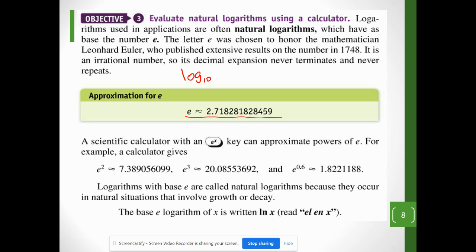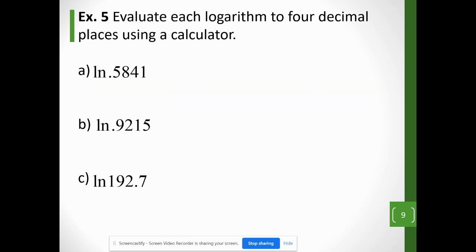Now, for this one, we don't use a log. We're going to use a natural log. Natural log is when we have the base e. And natural log, we call it ln. That's how we pronounce this, ln. So if you see an e, make sure you use ln. If you don't see an e, make sure you use log. So let's actually use this on a calculator. Evaluate each logarithm to 4 decimal places using a calculator.